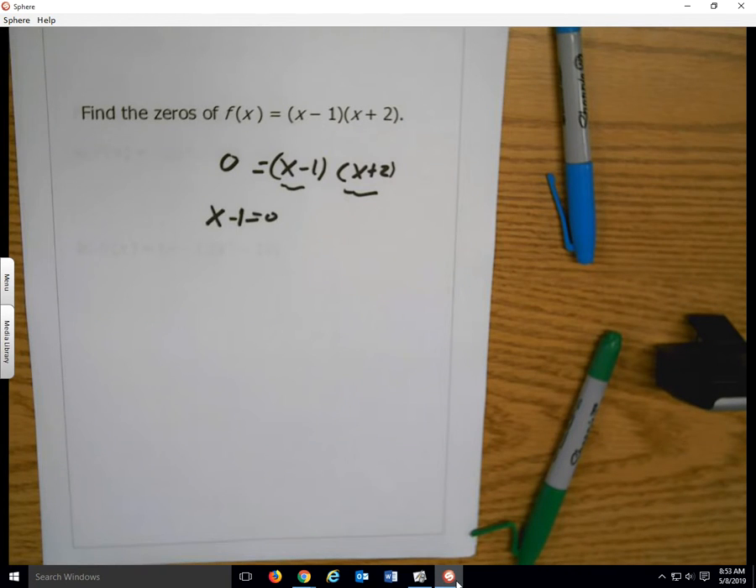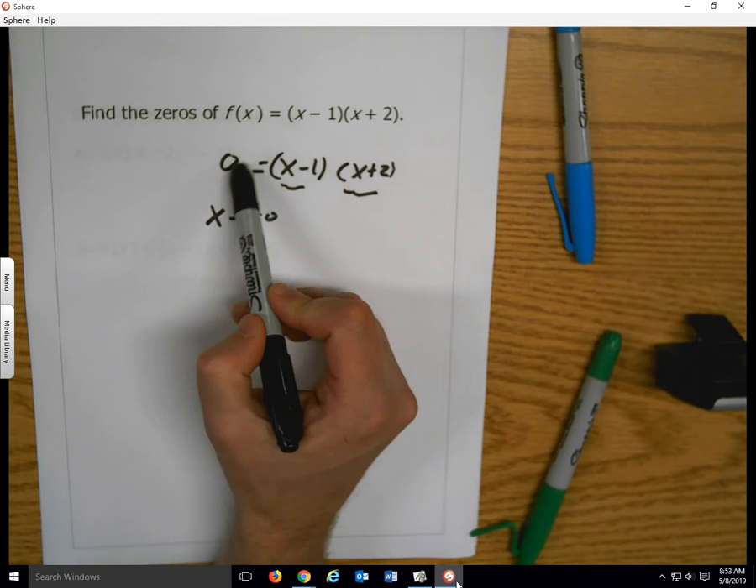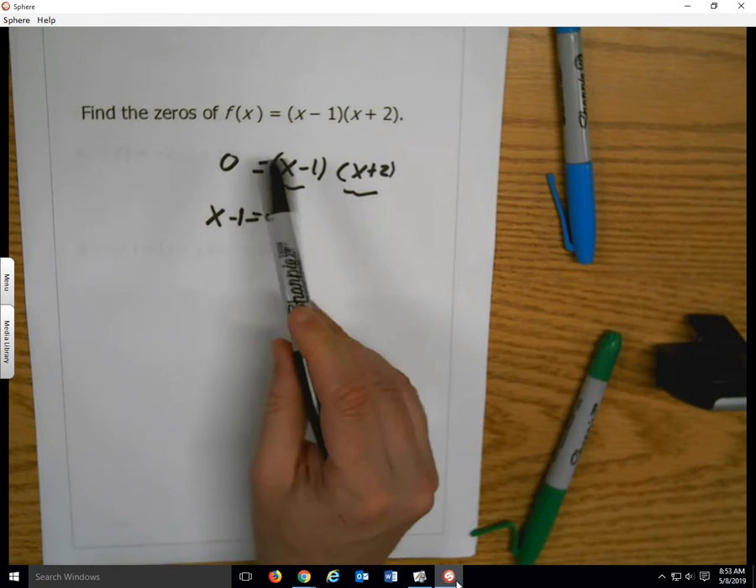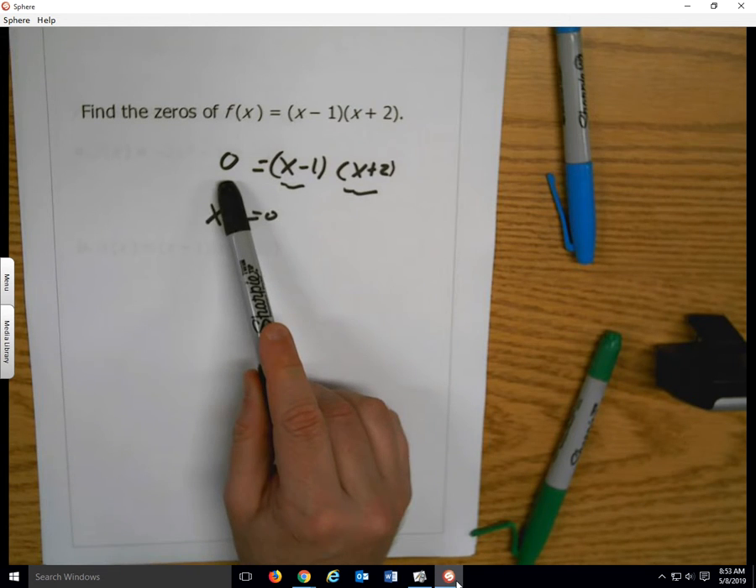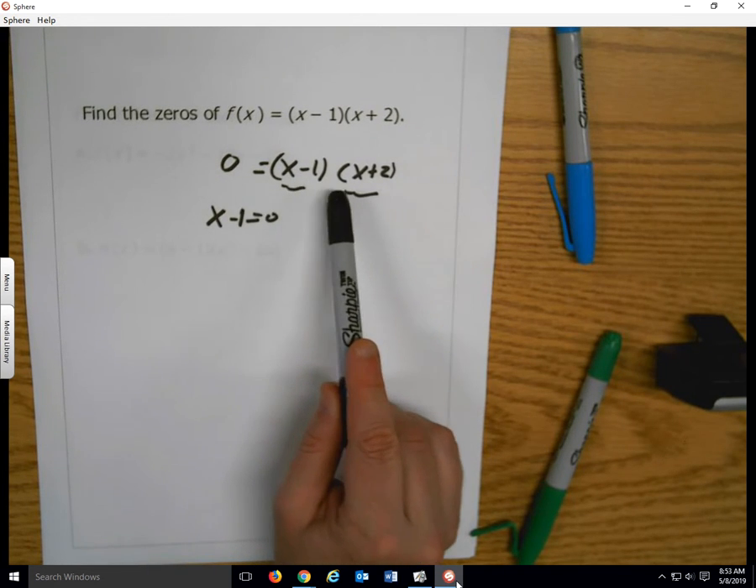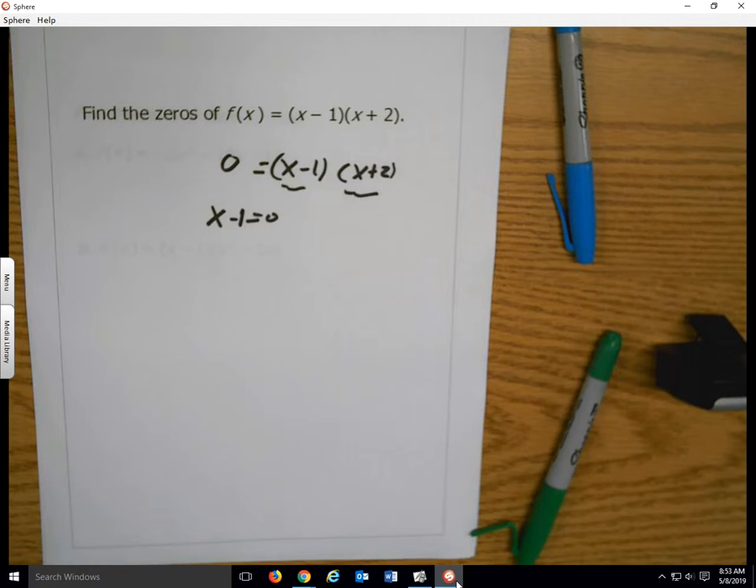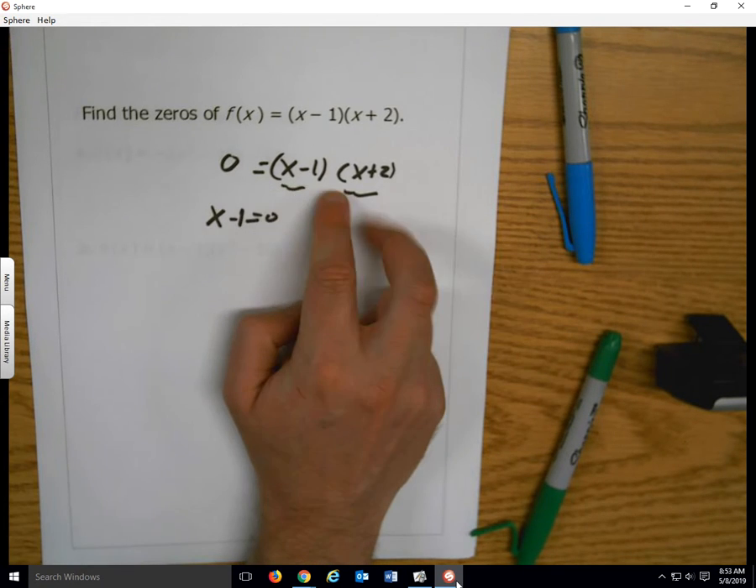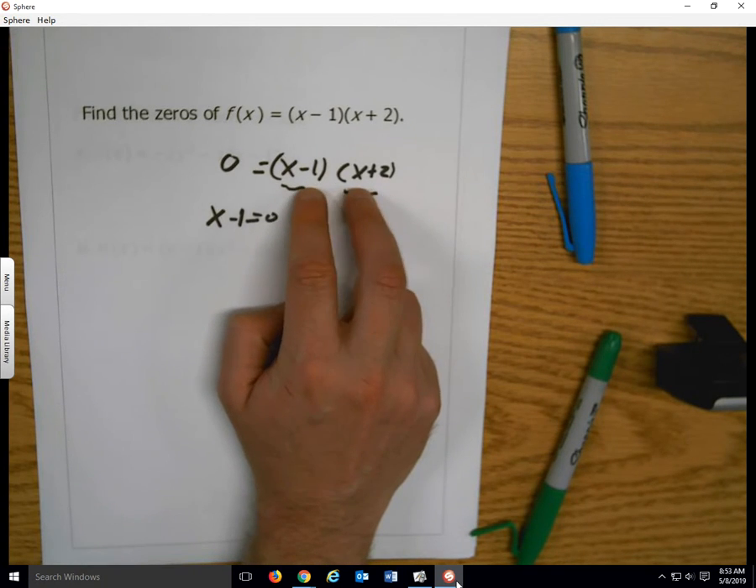Okay, so now we're going to talk about finding the zeros of a function. When we say finding the zeros of a function, we're really just talking about f of x equaling 0. And so if we were to rewrite it, it'd be 0 equals x minus 1 times the quantity of x plus 2.